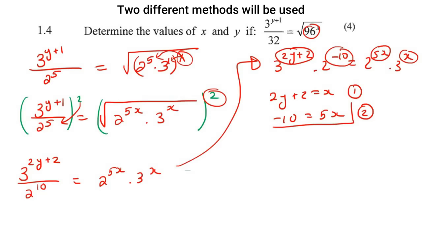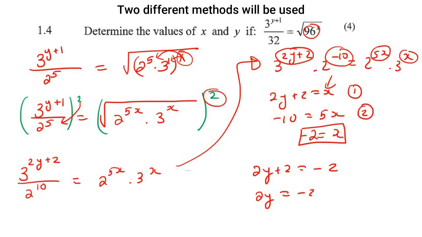I'm then going to take that and plug it into here. So we end up with 2y plus 2 equals negative 2. And so 2y is equal to negative 2 take away 2, which is just negative 4. And then I'm going to divide by 2, and we get the same exact answers. Quite a good question, that one. Quite a nasty one, to be honest.